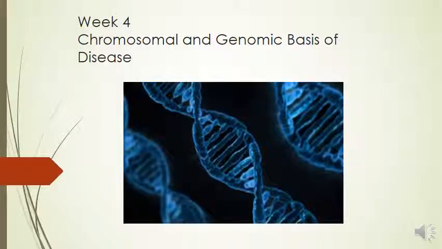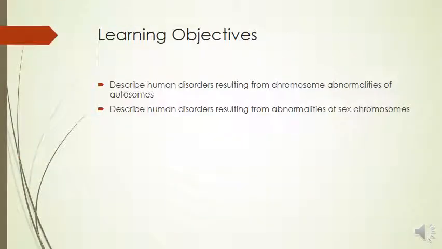Week 4 is on chromosomal and genomic basis of disease. The learning objectives are to describe human disorders resulting from chromosome abnormalities of autosomes and to describe human disorders resulting from abnormalities of the sex chromosomes.